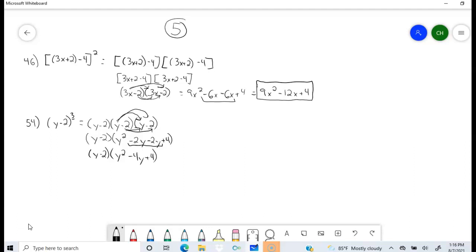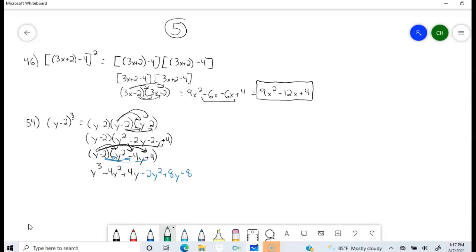Now I've got to multiply the binomial times the trinomial, which means y goes through everything and the negative 2 goes through everything. Y times y squared is y cubed. Y times negative 4y is minus 4y squared. Y times positive 4 is plus 4y. Negative 2 times y squared is minus 2y squared. Negative 2 times negative 4y is plus 8y. And negative 2 times positive 4 is minus 8.